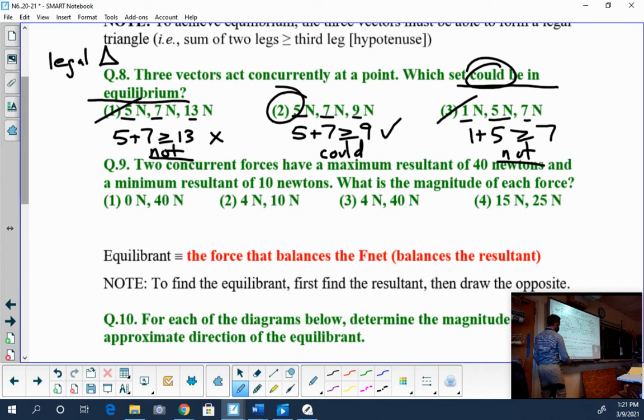9 is a nice question too. It's almost like a fun little mini logic question right here. Two concurrent forces. Concurrent just means at the same time. Con is with in Spanish.